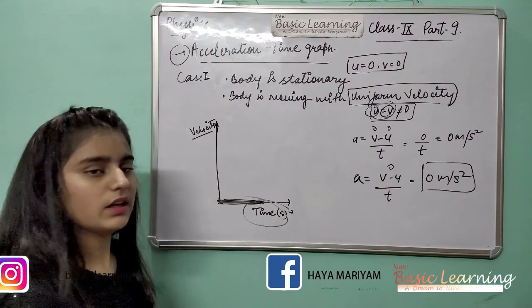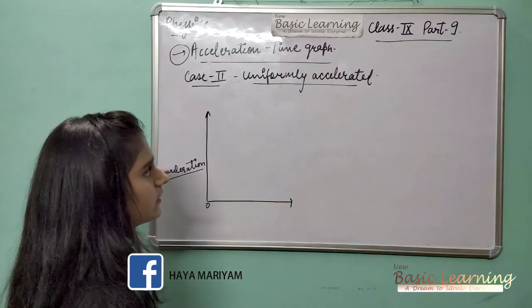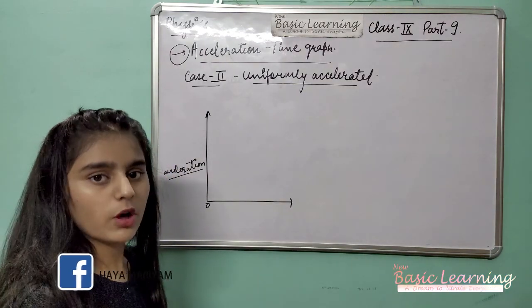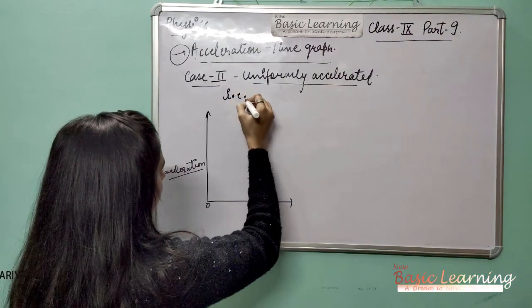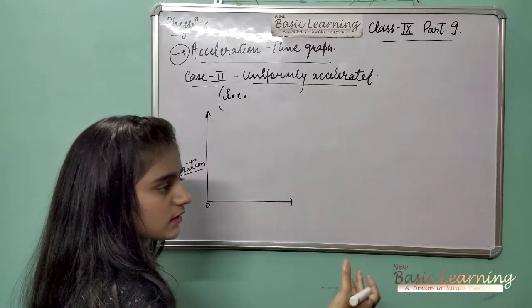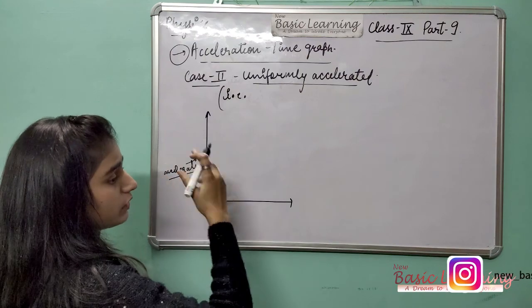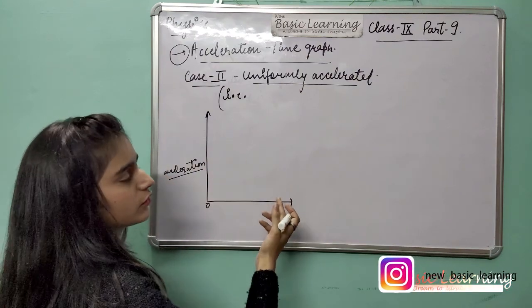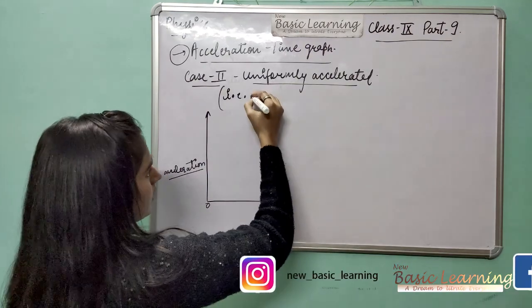Now we will move to the second case. The next case is about uniformly accelerated motion. What is the meaning of uniformly accelerated? Uniformly accelerated means that the velocity increases uniformly with time.